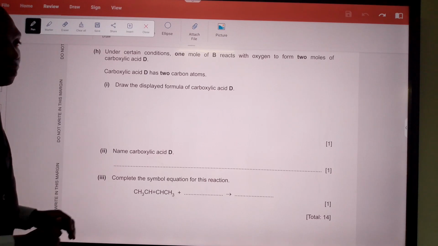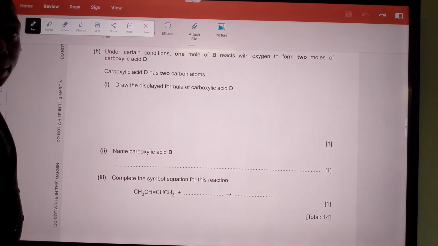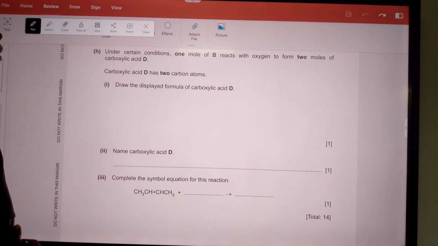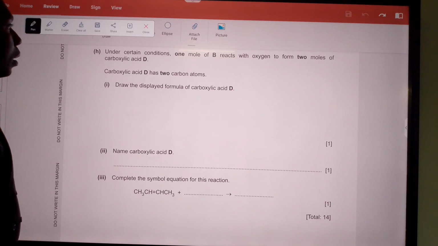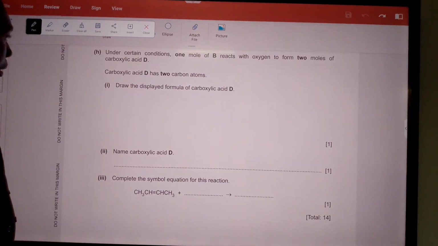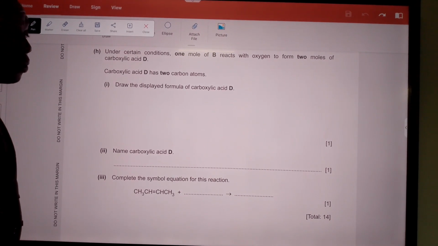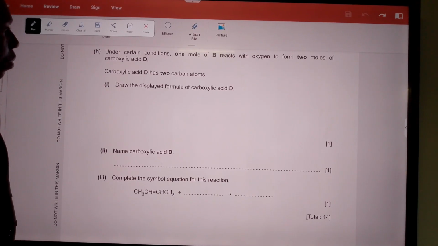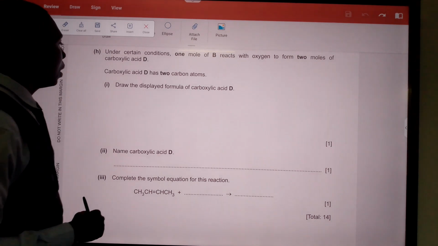So the last part of our question, part H, reads: under certain conditions, 1 mole of B reacts with oxygen to form 2 moles of a carboxylic acid. Carboxylic acid D has 2 carbon atoms. Draw the displayed formula of carboxylic acid D. So, a carboxylic acid with 2 carbon atoms.